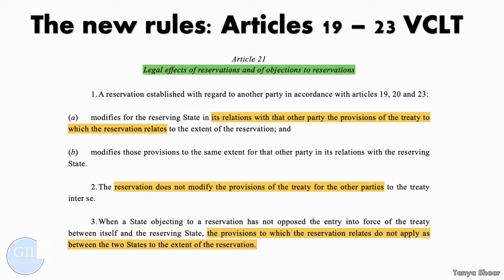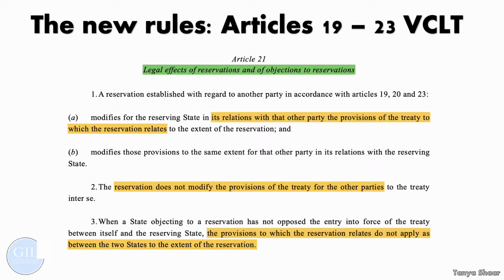Lastly, Article 21 outlines the effects of what a reservation does. As per this article, a reservation will modify the relation between the parties of a treaty to the extent of the reservation. So, for instance, if the UK made a reservation and Germany accepted it, but France did not, the reservation will only apply between Germany and the UK, modifying their treaty relationships.